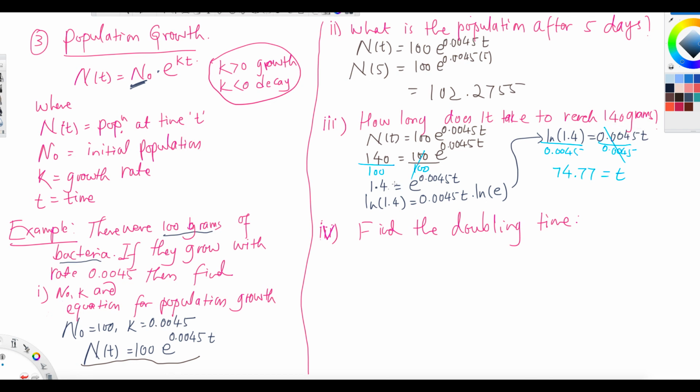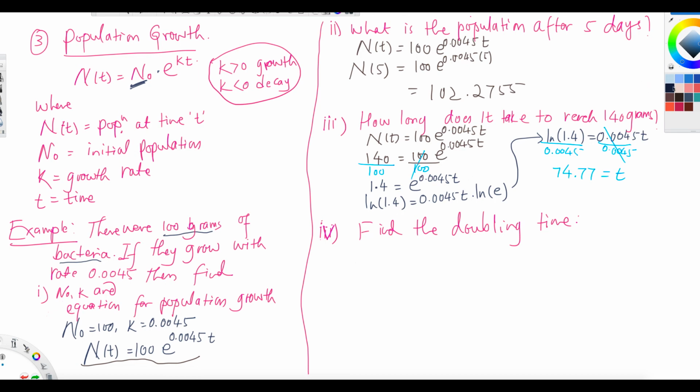All right, so the last one is find the doubling time. What do you mean by doubling time? It is when the population becomes double the initial population. At the beginning, it was 100. Now we want to find out when it will reach 200. When will it become 200? Okay, again use the same equation there.